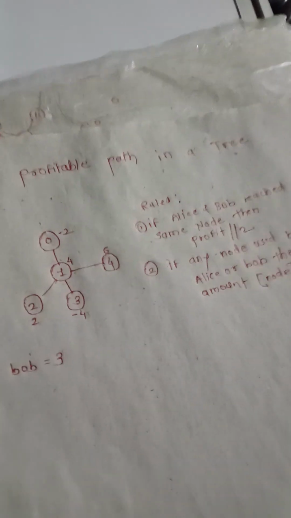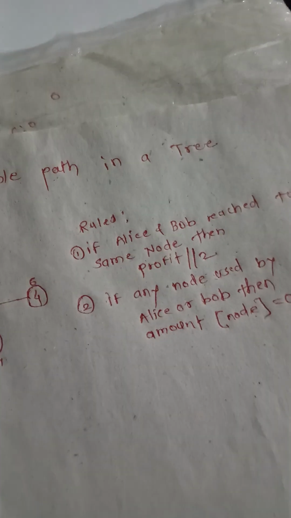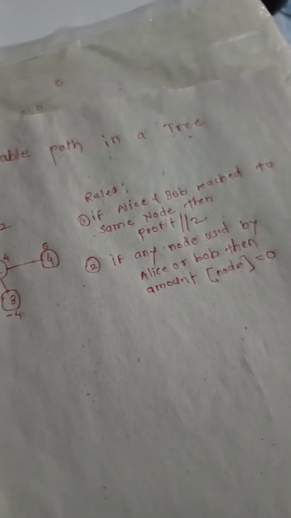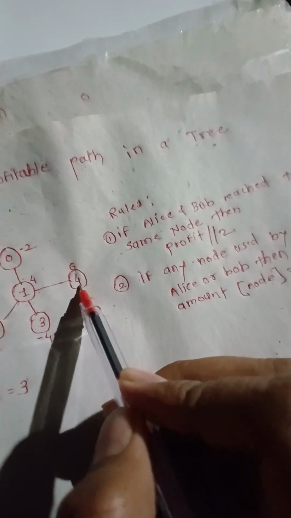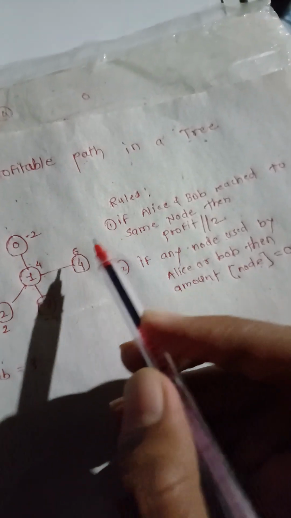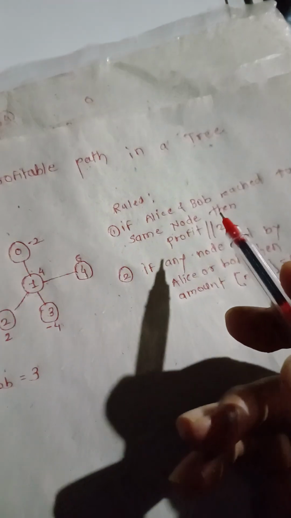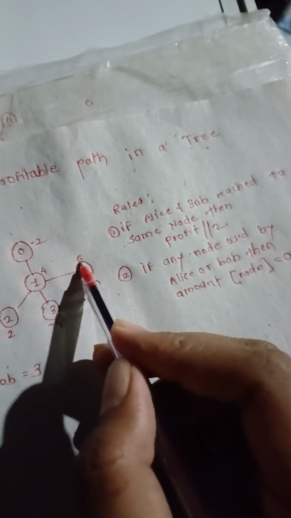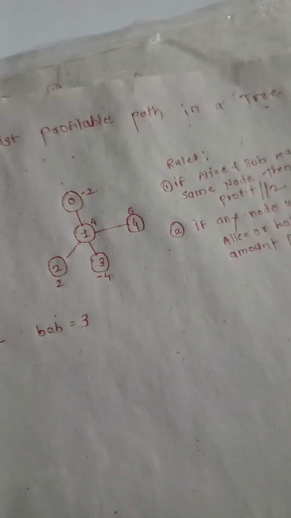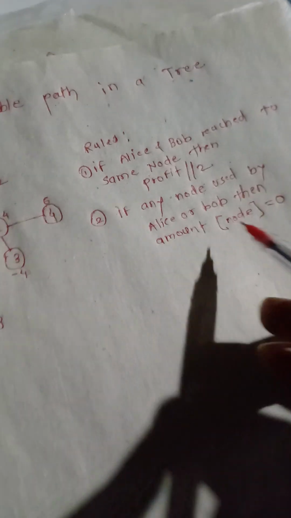Two rules, basically. If Alice and Bob reach the same node, then the profit will be split in half between them for that node, whatever the cost is. For example, if Alice reaches this node at time equal to 1, and Bob also reaches this node at time equal to 1, then Alice will get 3 points and Bob will get 3 points. Same, if any node has been used by Alice or Bob, then the amount of that node becomes 0.